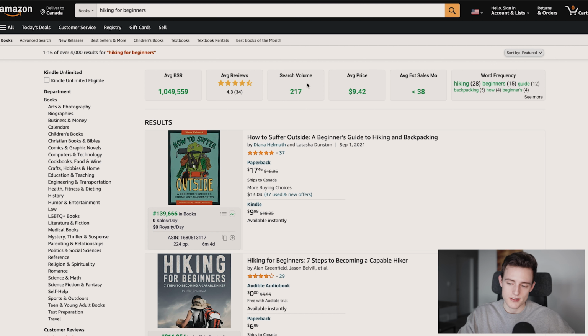And what you're gonna find is that search volume and average BSR kind of go together. So if the search volume is low, the average BSR is gonna be high because there's less demand for that particular keyword, which means there's less highly ranking books on that first page and less people looking to buy those books. So search volume and average BSR kind of go hand in hand, but search volume just gives us that extra reassurance whether or not we should go for a keyword or not. So again, in this example, 217 people are searching for this per month, which in my opinion is very low.